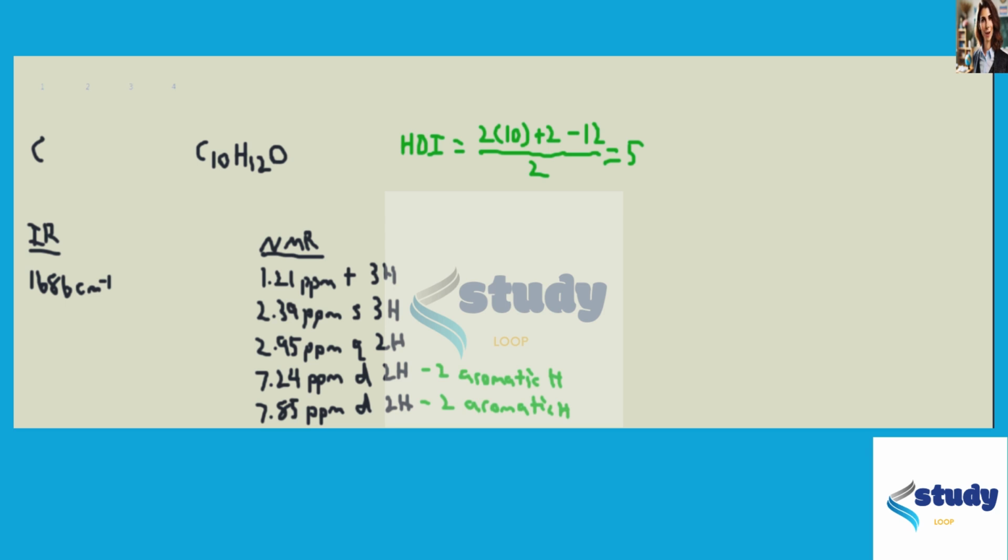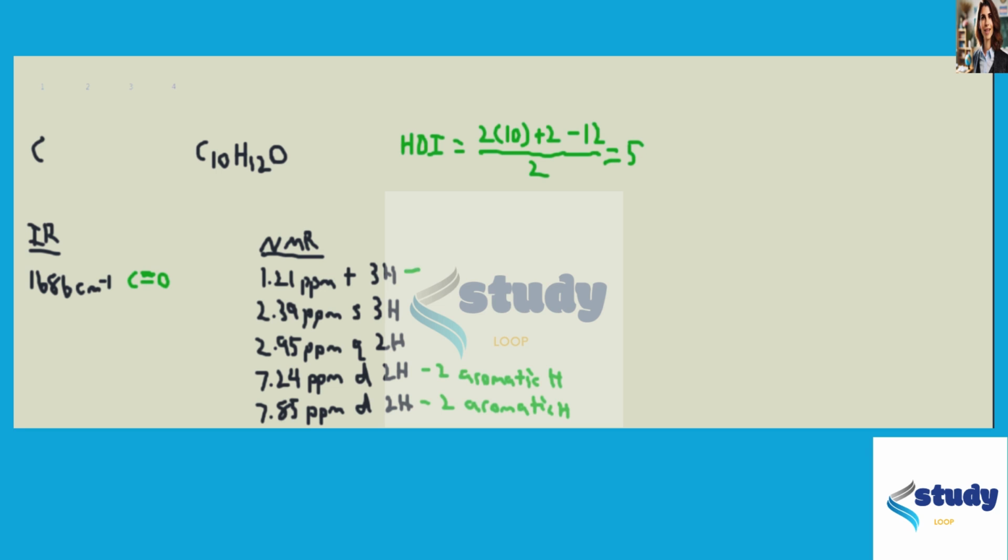So looking back at the IR, that peak at 1686 wave number is going to be indicative of a carbon-oxygen double bond. So we have a ketone here, and I'm going to say it's definitely a ketone because we don't see an NMR signal that corresponds to an aldehyde. So this is definitely a ketone.